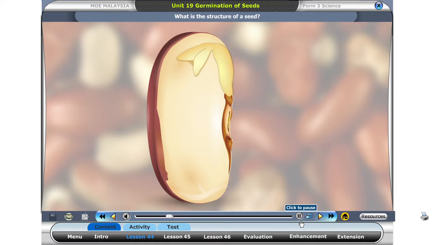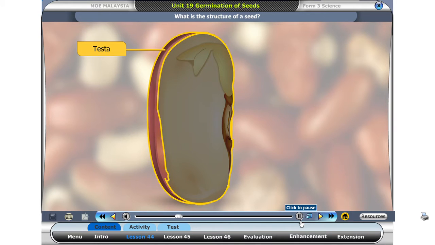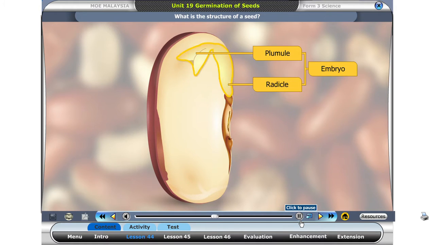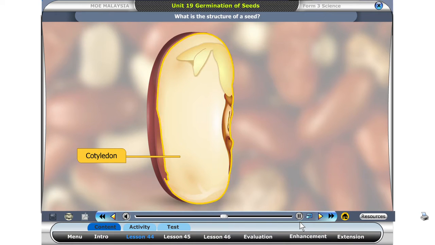A seed consists of several parts. The outer covering of a seed is called the testa, or the seed coat. The testa has a scar called hilum and a small hole called the micropyle. Inside the seed, there is an embryo made up of a radicle and a plumule. Most seeds have two cotyledons, which are the food stores.